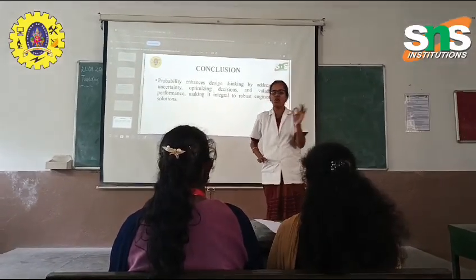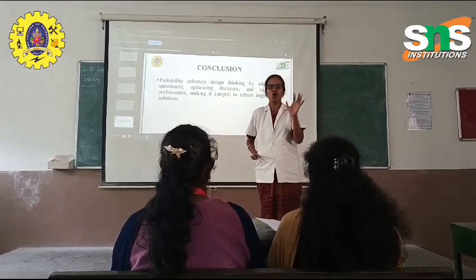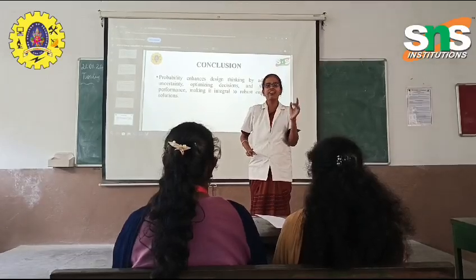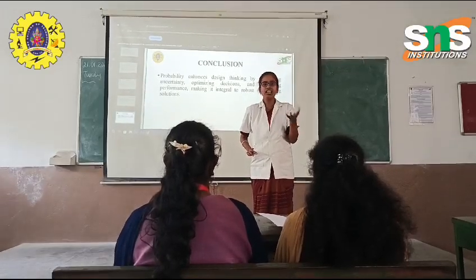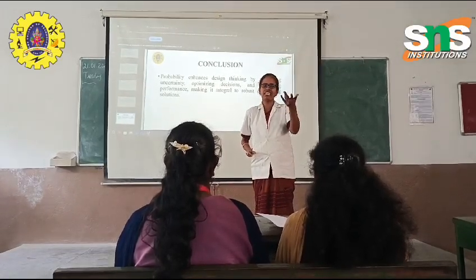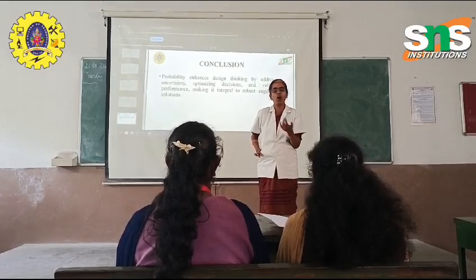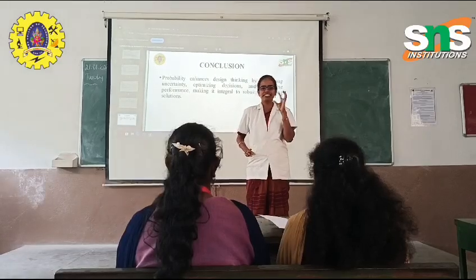I'm just recalling all those things. First we saw what is meant by probability. Probability is about uncertainty. And we saw a few applications. After that we incorporated design thinking in probability. In design thinking, how many stages? Yes, it has 5 stages.